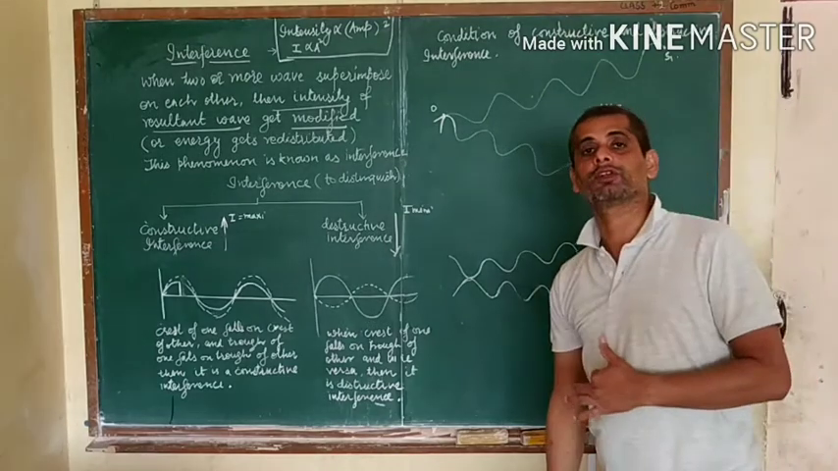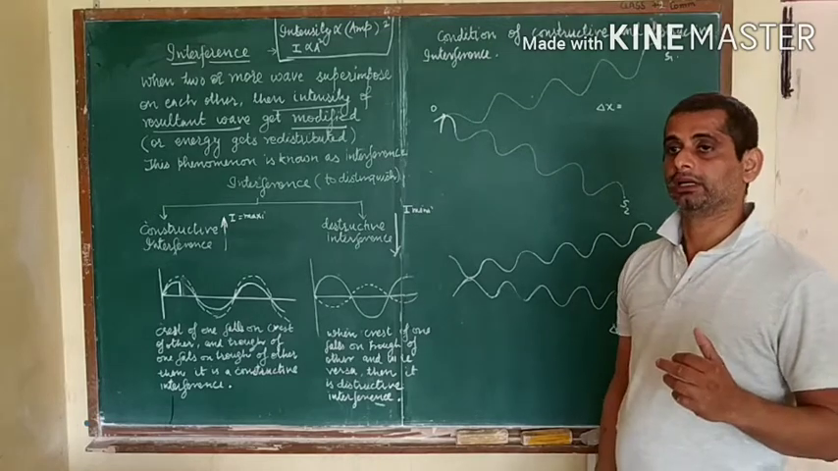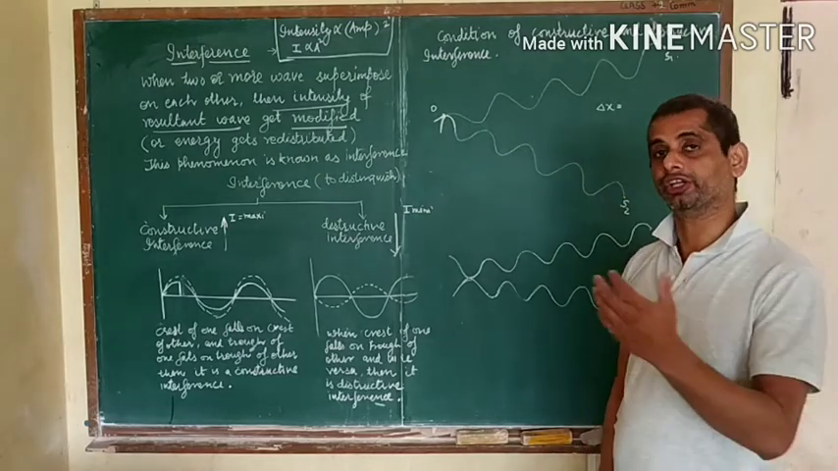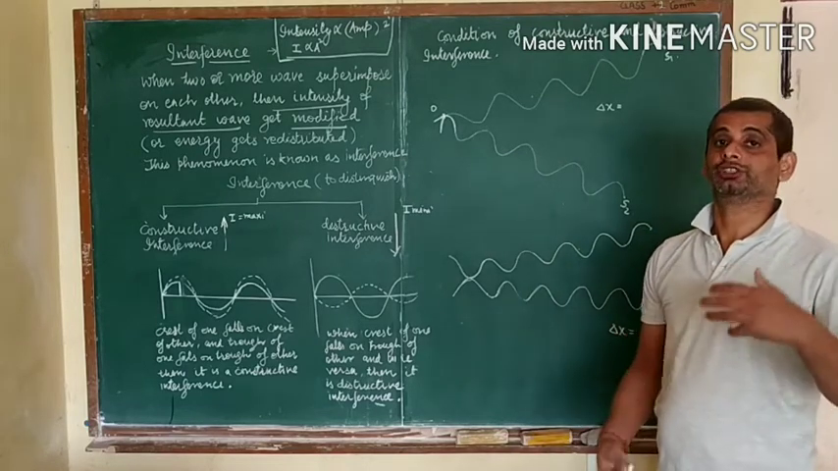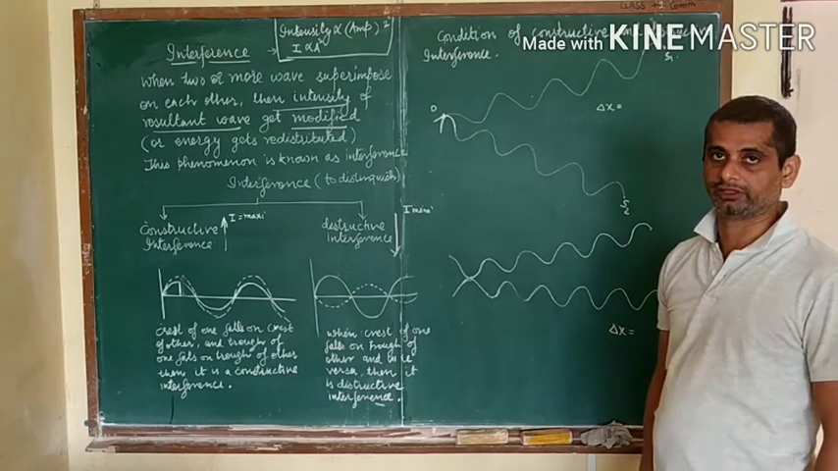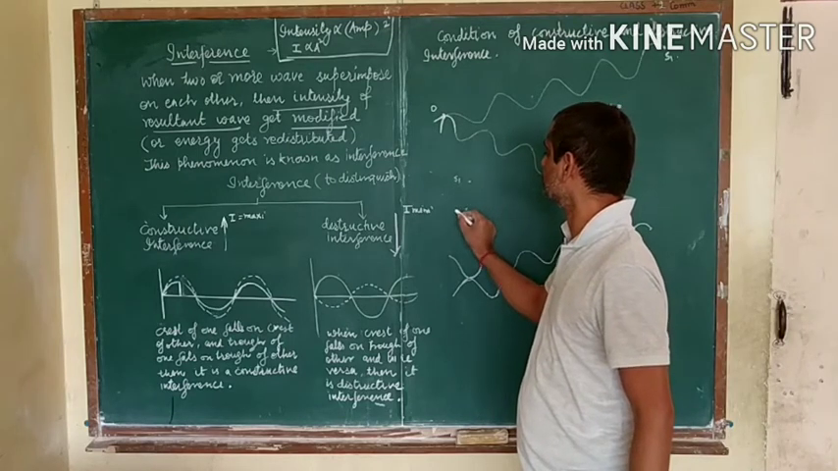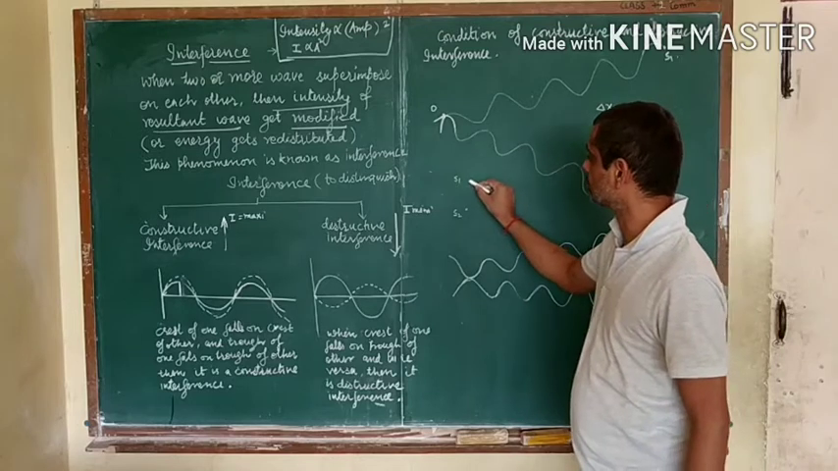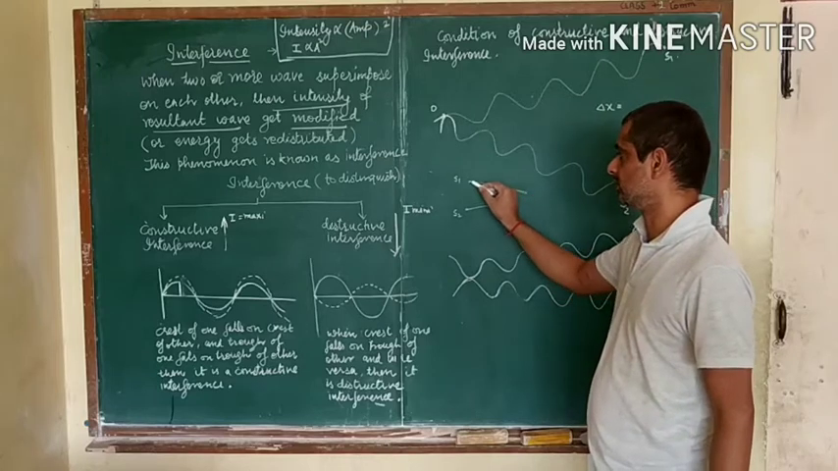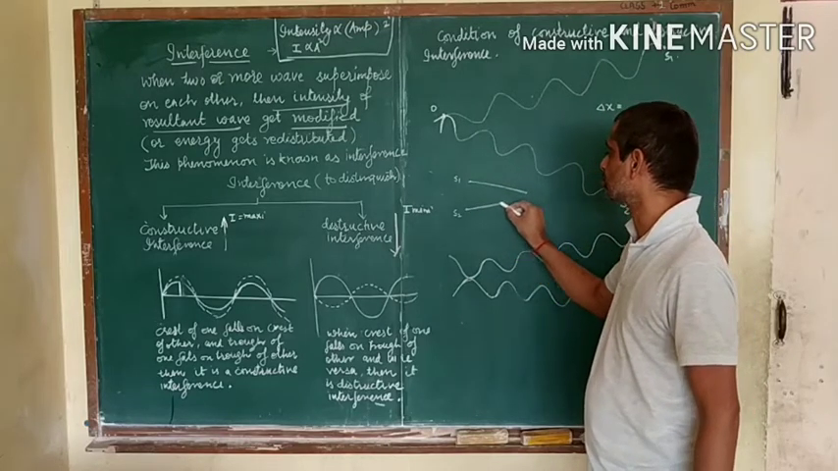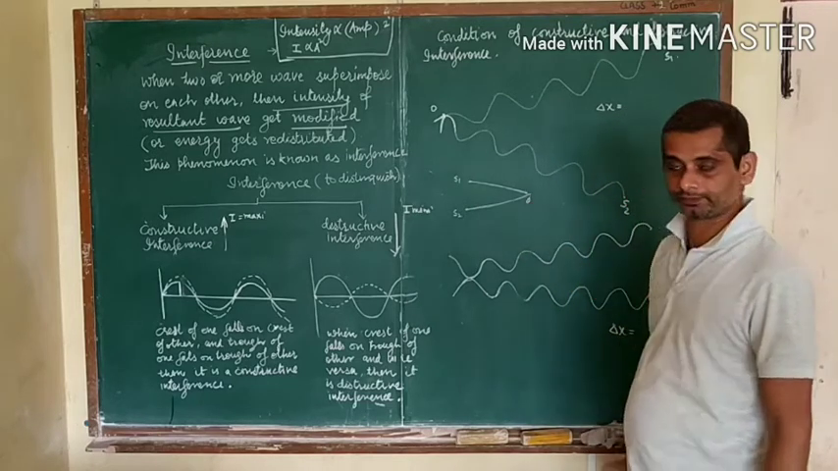Now let us discuss the phenomenon of interference in terms of light. As we know, when two or more waves reach a point and interfere with each other, the intensity gets modified. For example, suppose I have two sources. This is your S1 source and this is your S2 source. S1 gives out light, and S2 also gives out light, and this light reaches this point O.